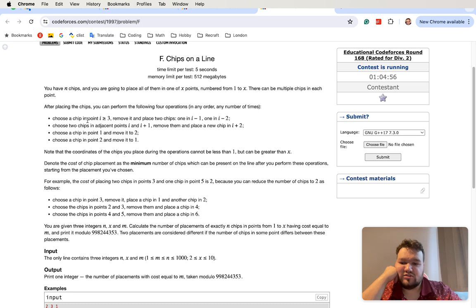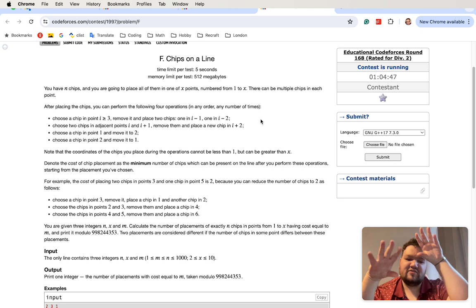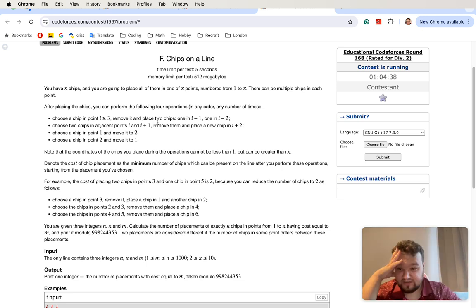Choose a chip at point I at least 3, remove it, and place 2 chips, one in I-1, one I-2. So if we imagine stacks of chips, we take 2 and move them there. Choose 2 chips in adjacent points y and y+1, remove them and place a new chip in y+2. Those are like back and forth, and those also back and forth. Chip in point 1 moves to 2, chip in point 2 moves to 1.